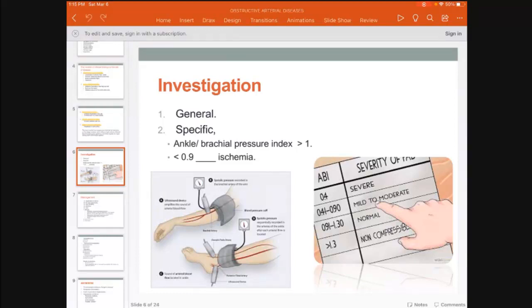What we mean by critical limb ischemia is when it is time to decide, and it will end by amputation of the limb. This is what we call critical limb ischemia, when we have an ankle brachial ratio less than 0.6 to 0.4.